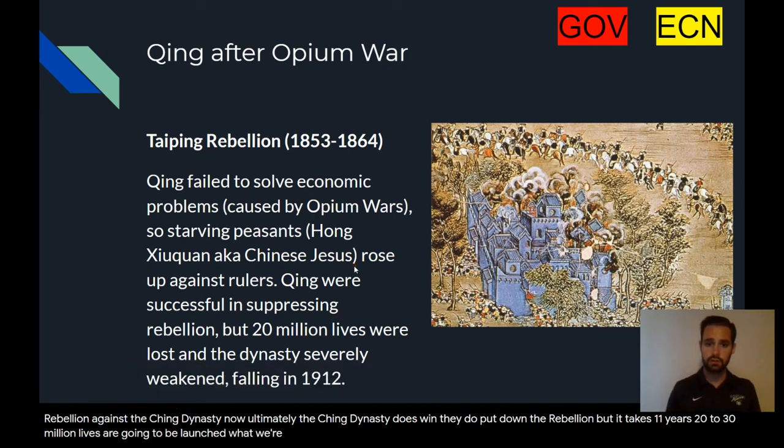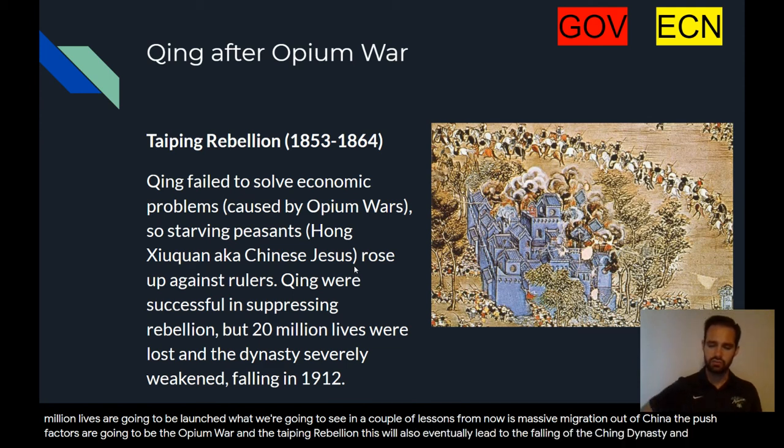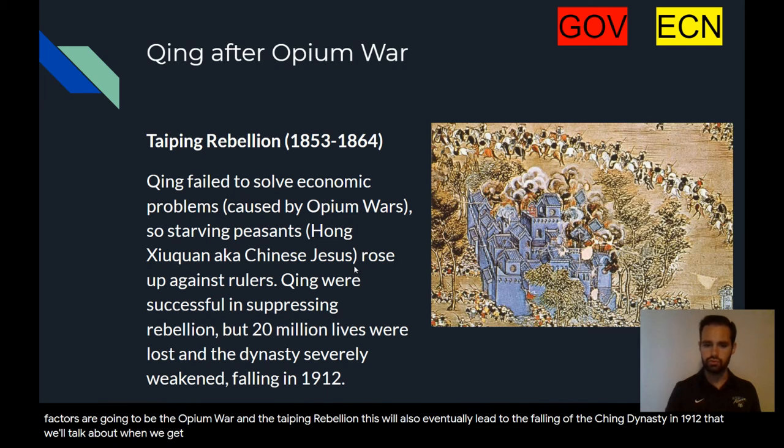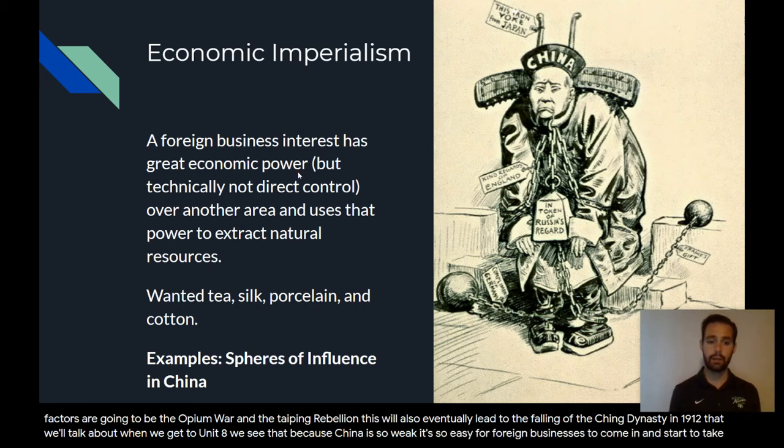What we're going to see in a couple lessons from now is massive migration out of China. The push factors are going to be the Opium War and the Taiping Rebellion. This will also eventually lead to the falling of the Qing dynasty in 1912 that we'll talk about when we get to Unit 8. We see that because China is so weak, it's so easy for foreign businesses to come in and start to take economic control.